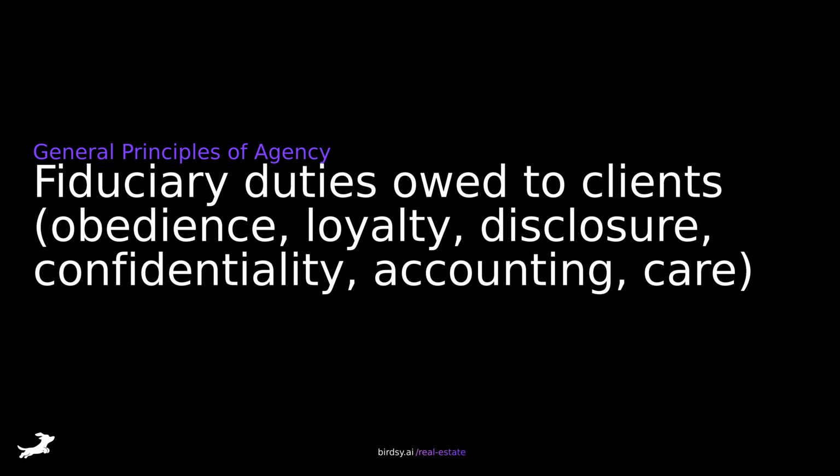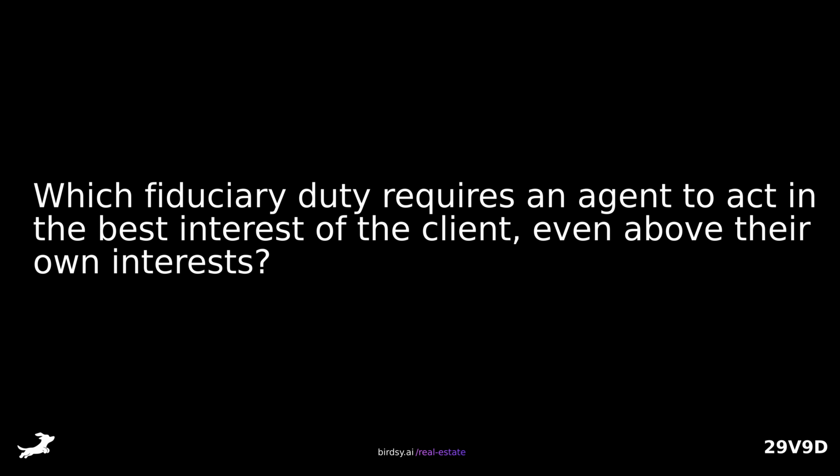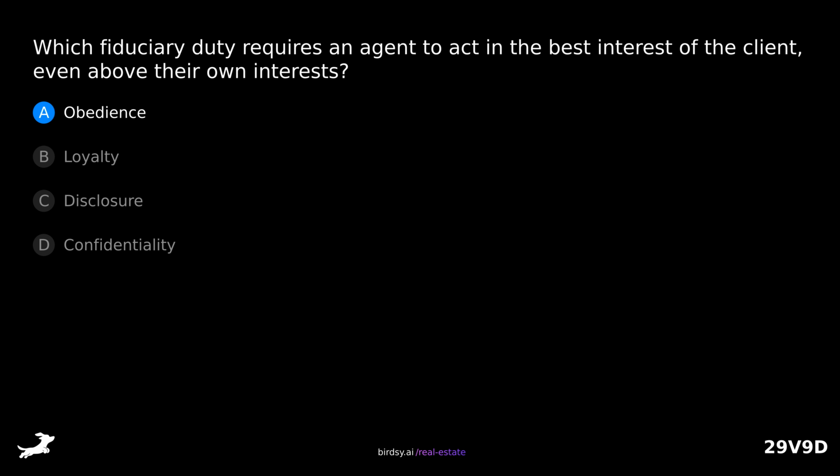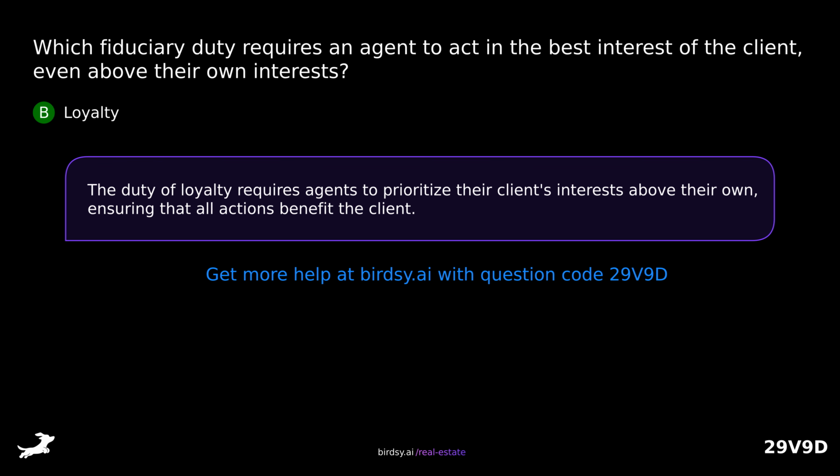Fiduciary duties owed to clients: obedience, loyalty, disclosure, confidentiality, accounting, care. Which fiduciary duty requires an agent to act in the best interest of the client, even above their own interests? Is it A, obedience, B, loyalty, C, disclosure, or D, confidentiality? The answer is B, loyalty. The duty of loyalty requires agents to prioritize their clients' interests above their own, ensuring that all actions benefit the client.